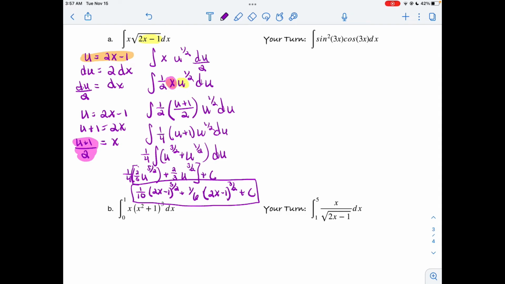Actually, no, don't try this one. I'm going to work it out because this is the first time we have two inside functions. And so I think I'll work this example without having you do it.